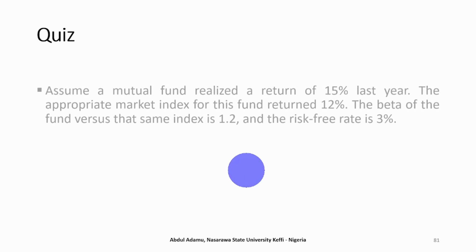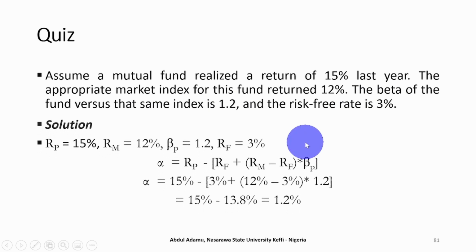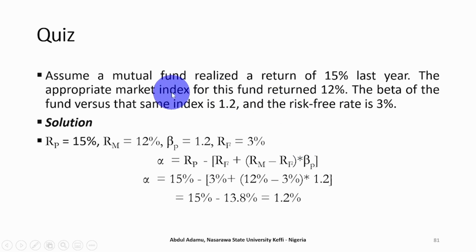So let's take an example and see how we calculate alpha. Assume there is a mutual fund whose realized return was 15% last year. The market index for this fund returned 12%. The beta of the fund versus that of the same index is 1.2 and the risk-free rate is 3%. So how do we get the alpha for this?